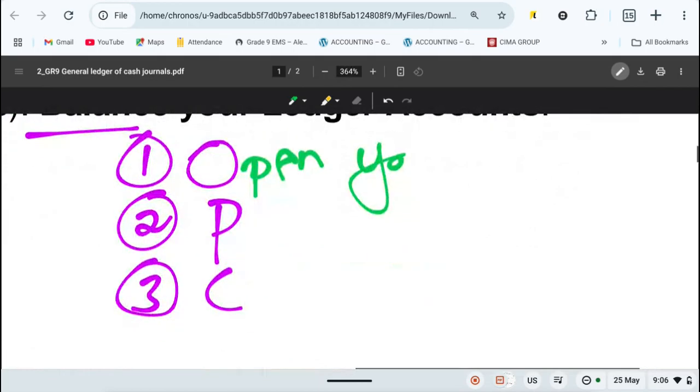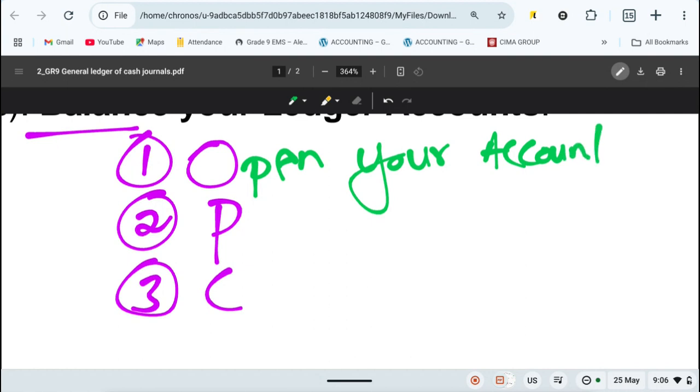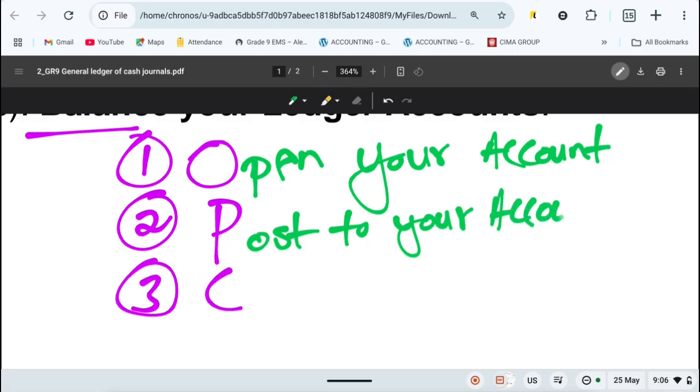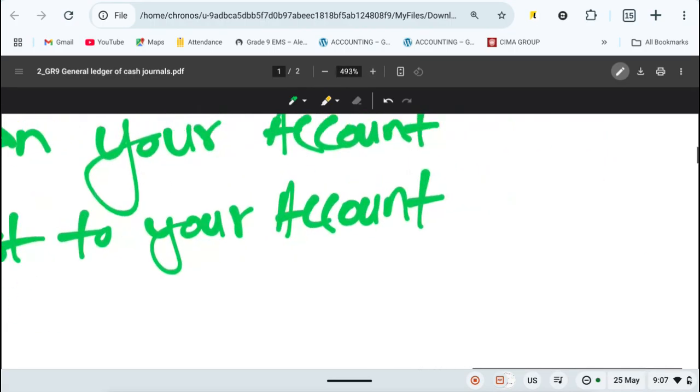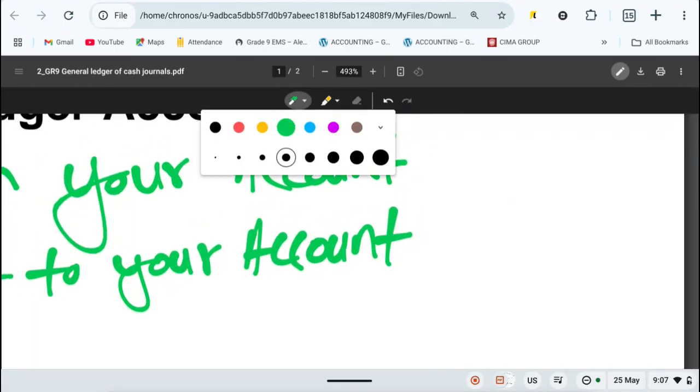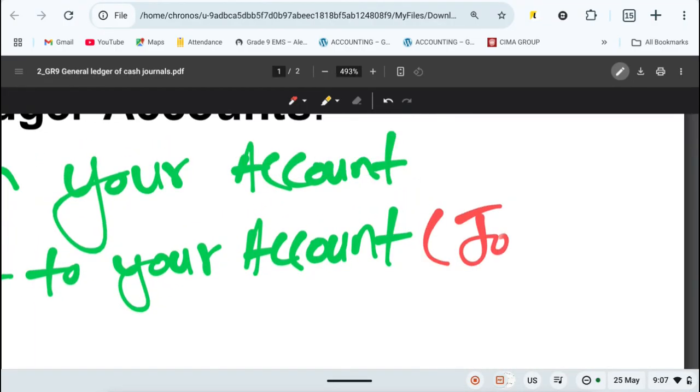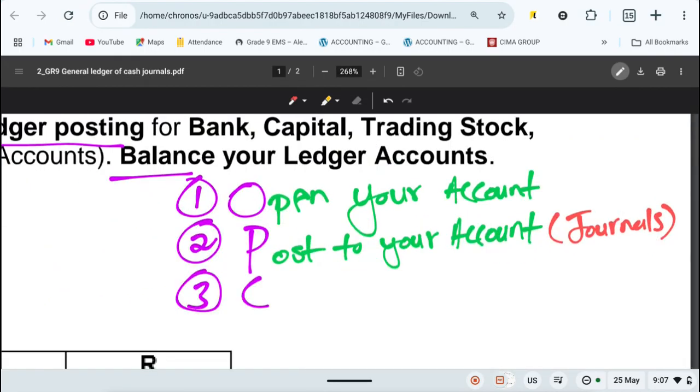Let me expand this a bit. You need to open your account. These are the opening balances. You need to post to your account, meaning you are transferring information to that account. The information comes from the journals. So in the journals, if there's a transaction that affects that particular account, you definitely need to post or transfer the information from the journal to that particular account.